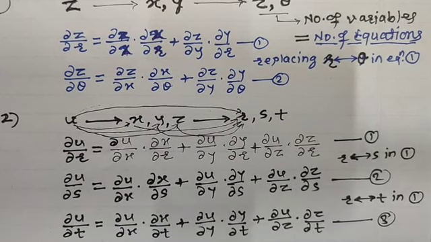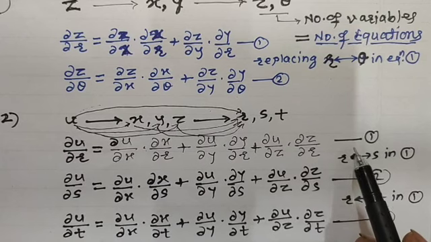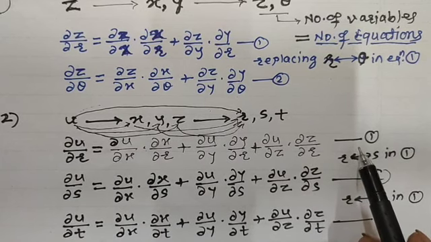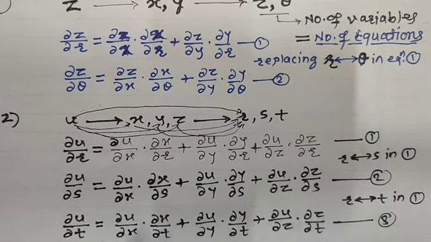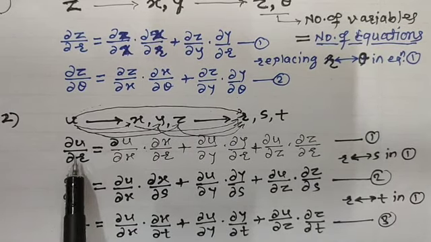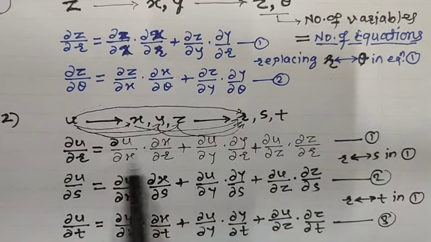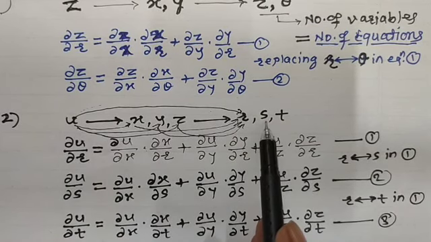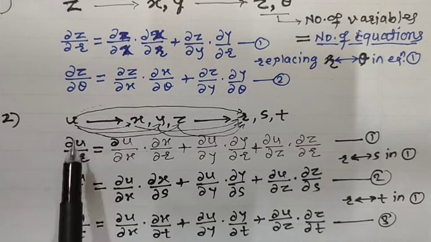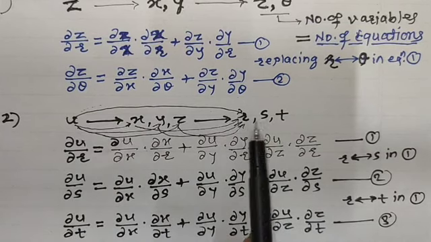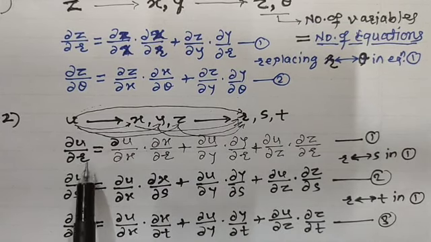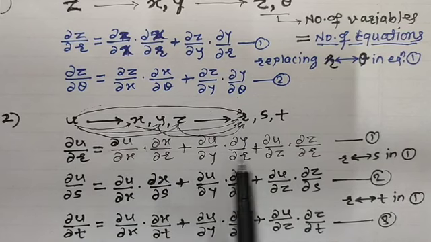Now this equation is important. Equation number 1 is important because using this equation we can obtain equation number 2. This equation gives the partial derivative of u with respect to r. Now we want the partial derivative of u with respect to s. What do we have to do? Replace r by s on both sides of equation 1.